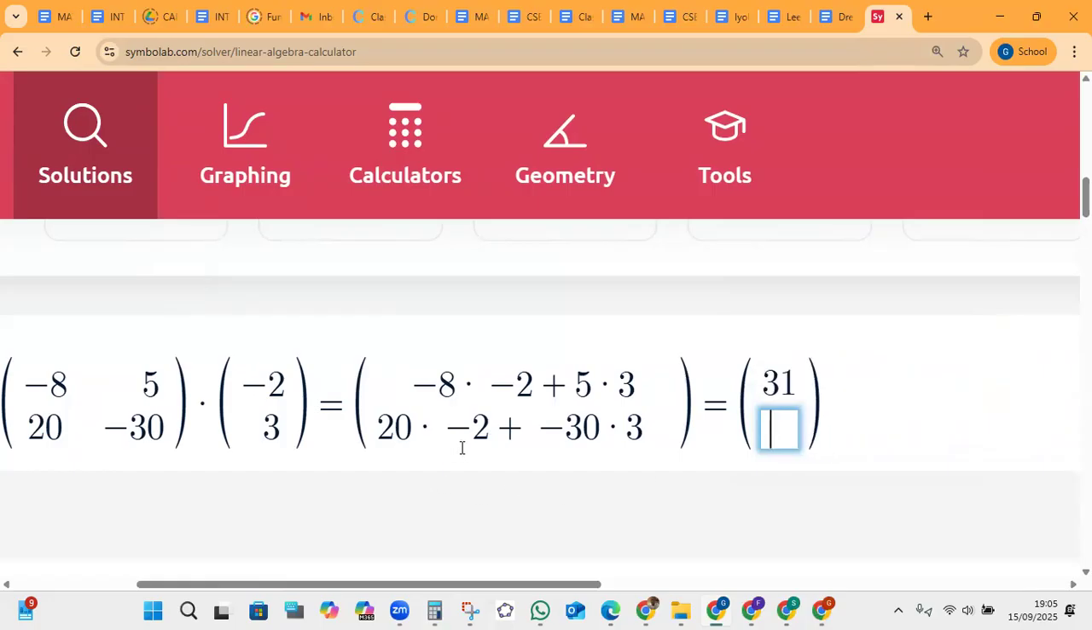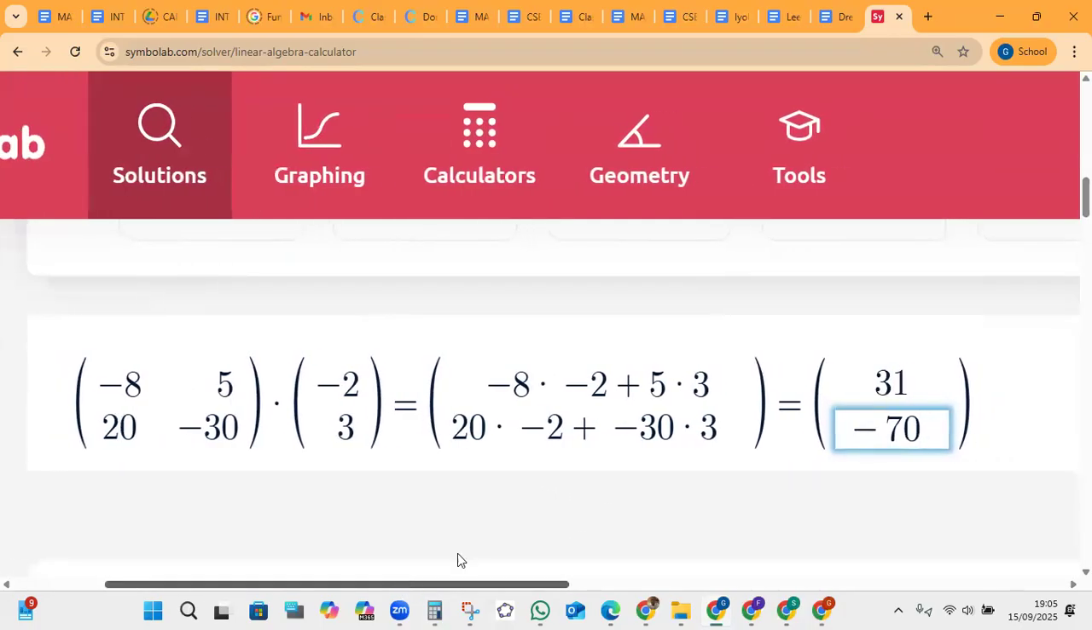20 times negative 2, that's negative 40. And negative 30 times 3, that's negative 90. A negative and a negative: negative 40 and negative 30. That will give us what? Negative 70. And that should be your answer. As you can see, it's 2 rows and 1 column.